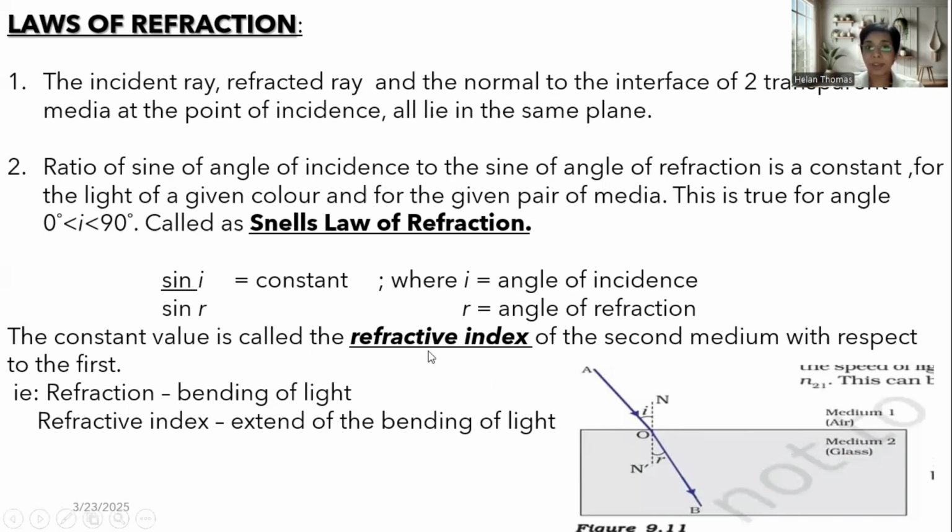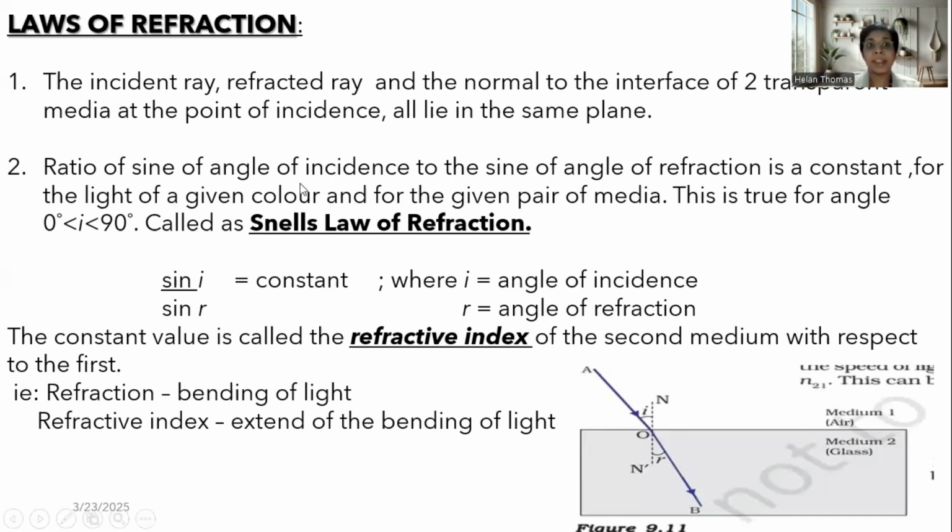So the angle which the refracted ray makes with the normal is called the angle of refraction. See, the incident ray, the refracted ray, and the normal at the point of interface of the two transparent media. So this is the interface of medium 1 and medium 2. At this junction, at the point O, what happens? All these lie on the same plane.